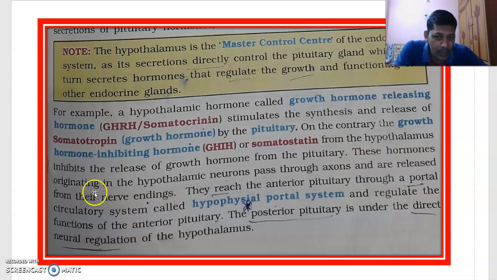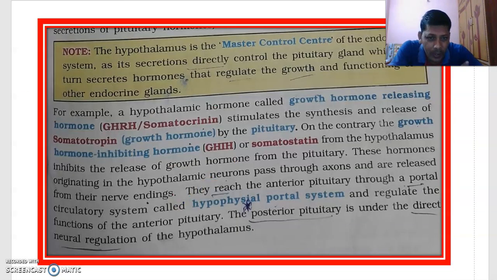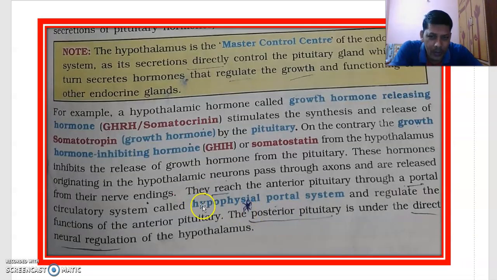These hormones originate in the hypothalamic neurons. Very important point, this one. They pass through the axons and are released from their nerve endings, the axon terminals, into the synapse, and they reach the anterior pituitary.